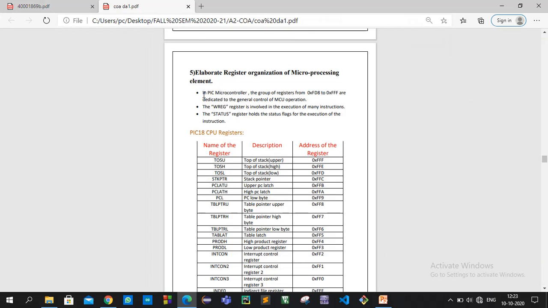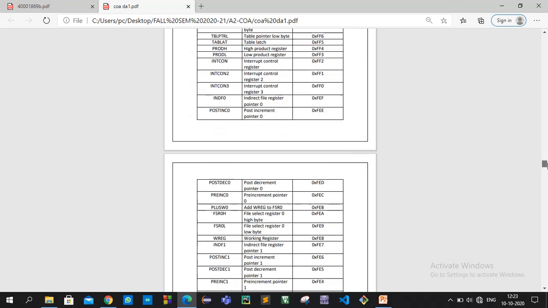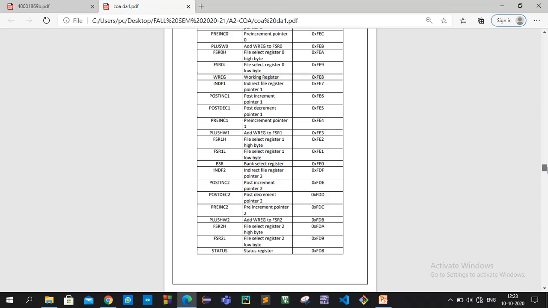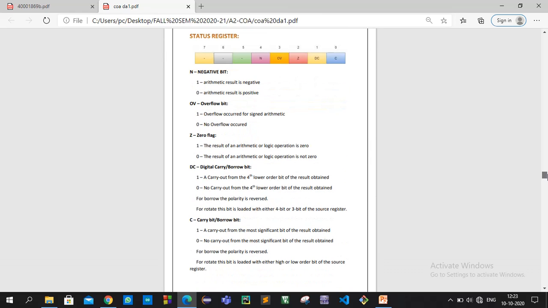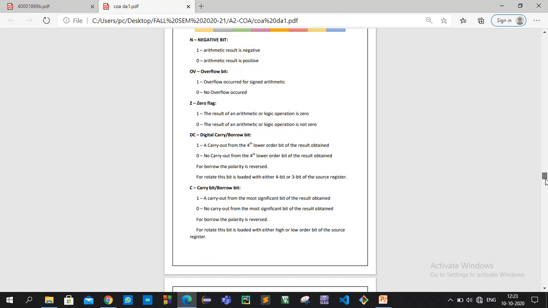This is some information which I got from online websites related to the CPU registers of my IC, and this is from the datasheet. These are all the CPU registers which I took from my datasheet, and this is about the status register, with detailed information on how the bit variations will be in the status register.